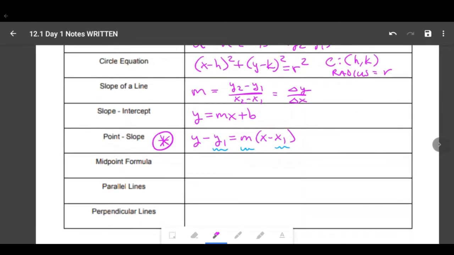Midpoint formula, right? I'm going to abbreviate here. The midpoint is basically just the averages of your x's and y's. So if you take your x1, add it to x2 divided by 2, comma, y1 plus y2 divided by 2, right?